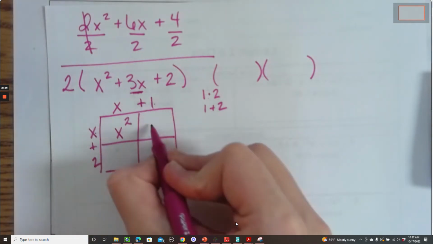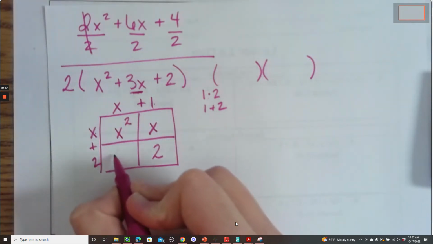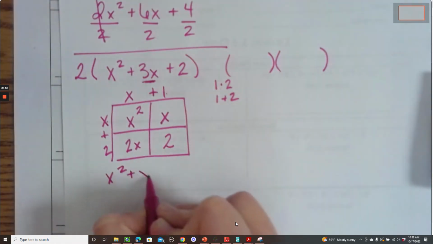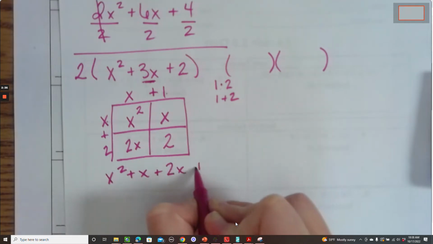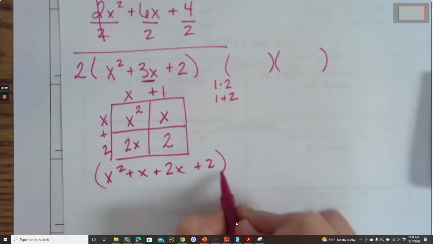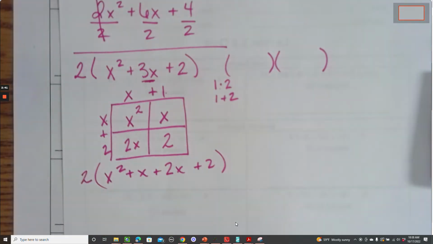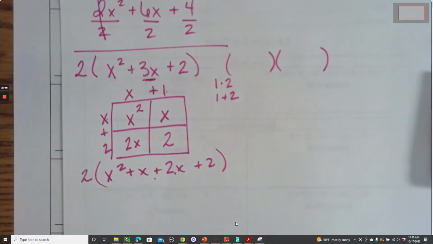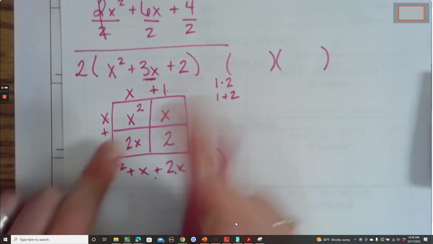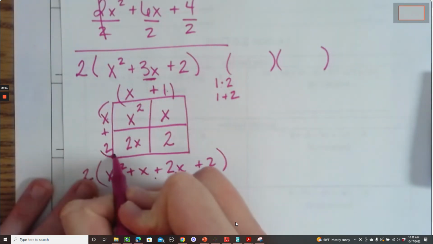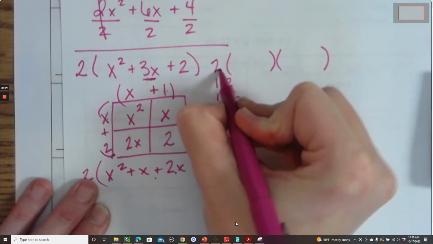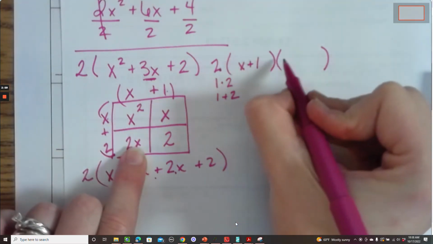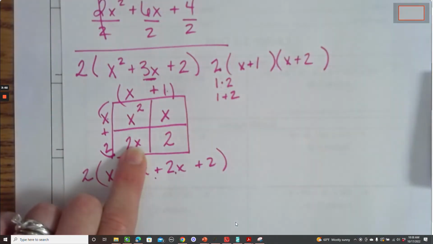So x times 1 is x. X times 2 is 2x. And so here's my polynomial. X squared plus x plus 2x plus 2. And I still have that 2 outside. That's it. And then x plus 2x is 3x. That's just me checking my work. So how I would write this, these are my factors. So I've got the 2 on the outside, x plus 1, x plus 2. That's the answer.